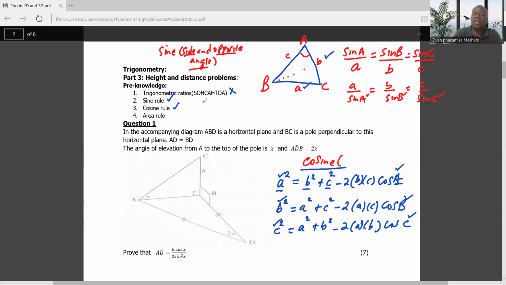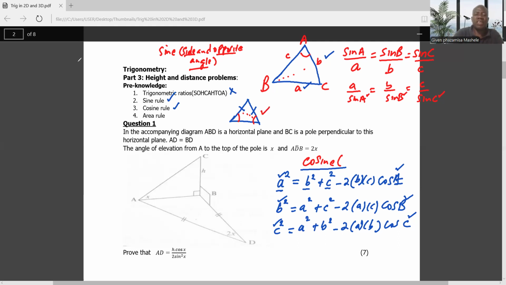Then the last thing that you need to know is to understand the issue of triangles. For example, knowing that the sum of angles in a triangle adds up to 180 is very, very important in height and distance problems. And again, the issue of isosceles triangles is also important. An isosceles triangle is one where two sides are equal but not equal to the third one. And we know in an isosceles triangle, if two sides are equal, the opposite angles are also equal. So it's equal sides, equal opposite angles.